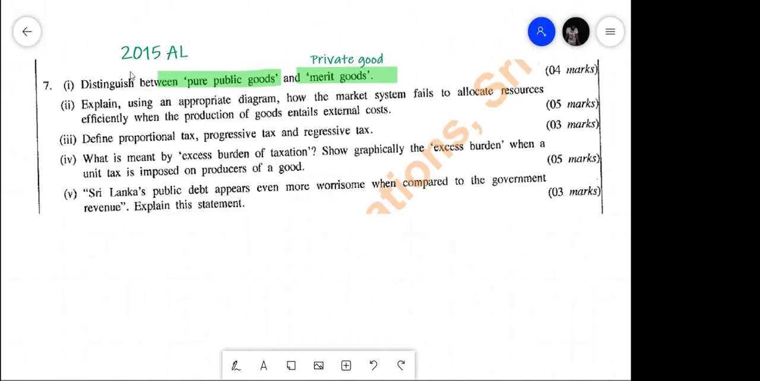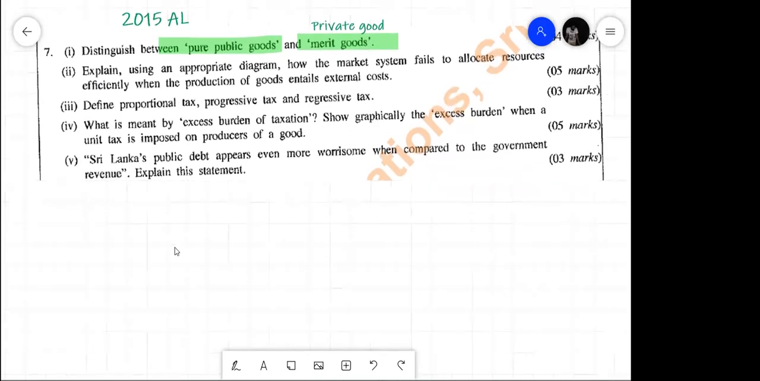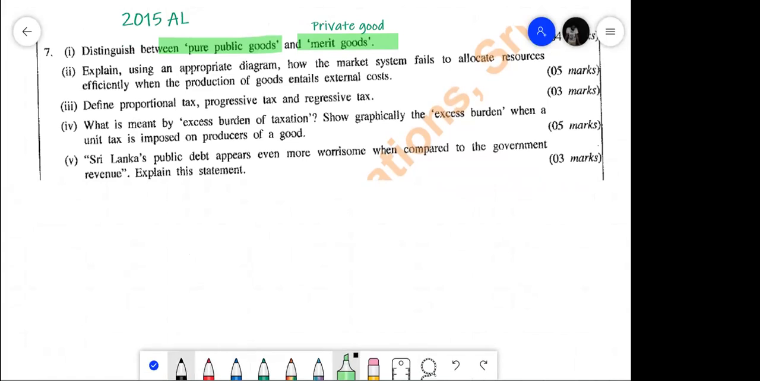Okay, done. Part two of this: explain using an appropriate diagram how the market system fails to allocate resources efficiently when production of goods entails external cost. Guys, which diagram should we draw here out of the 4 diagrams? Which diagram? Telling us to use an appropriate diagram to show how the market fails to allocate resources efficiently when production of goods entails external costs. Okay, first thing, it's a production diagram, right? Can you draw a production diagram? And then what do you usually draw here, guys?